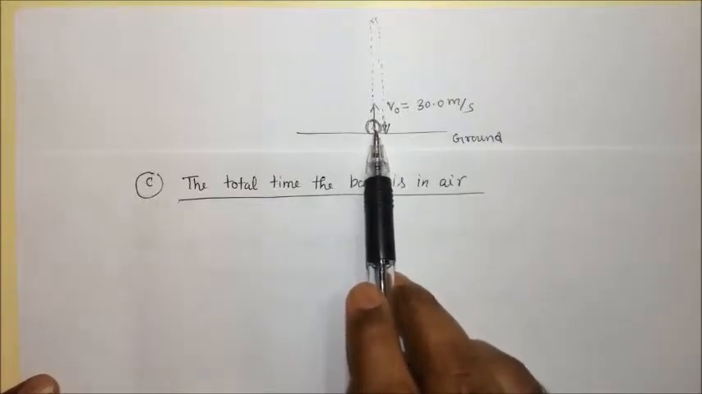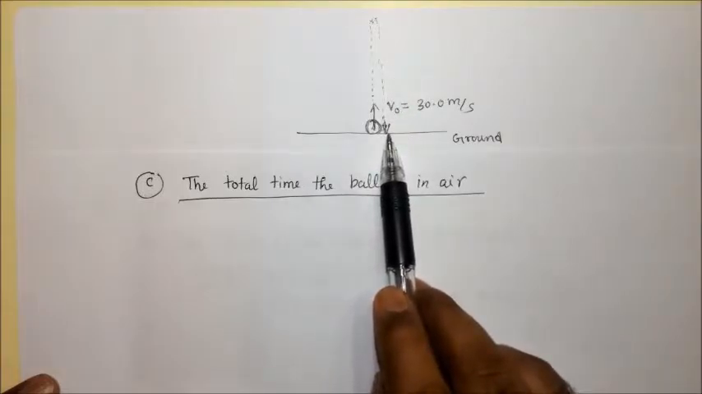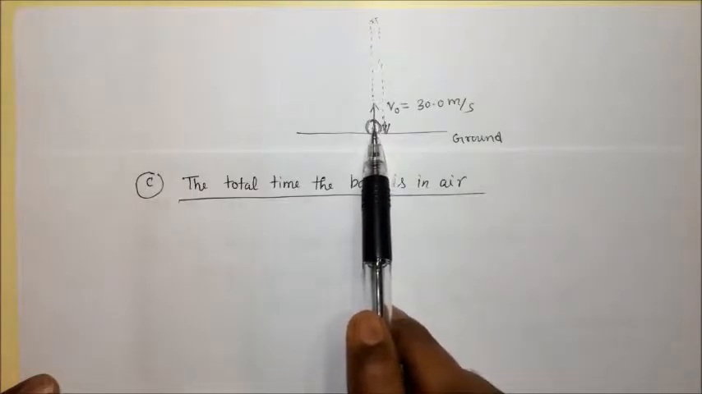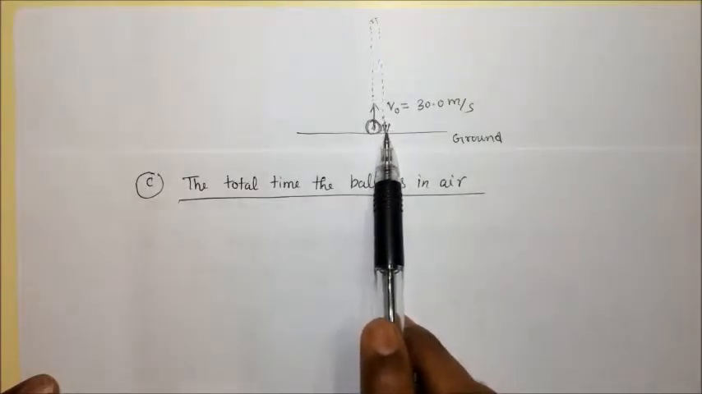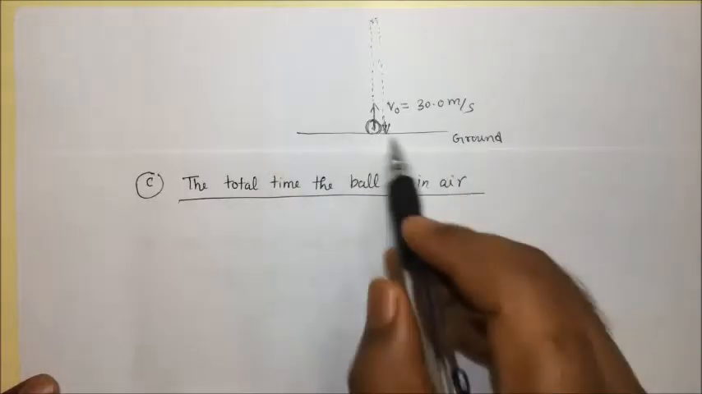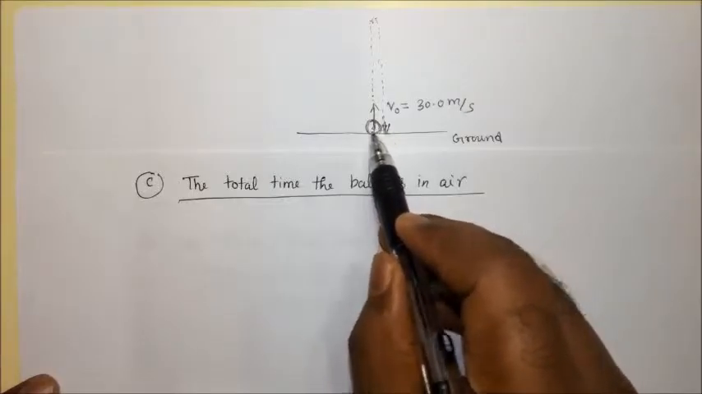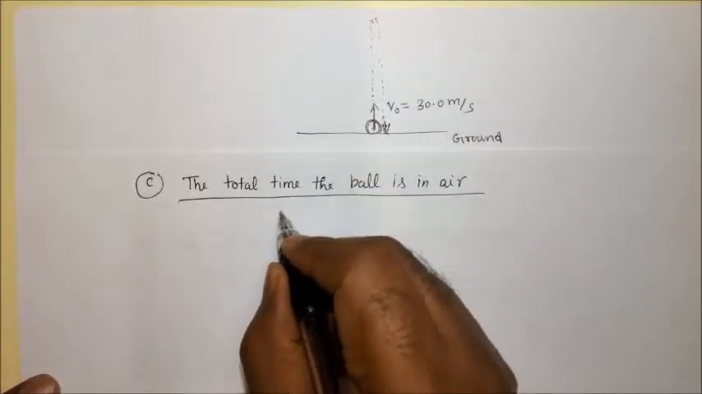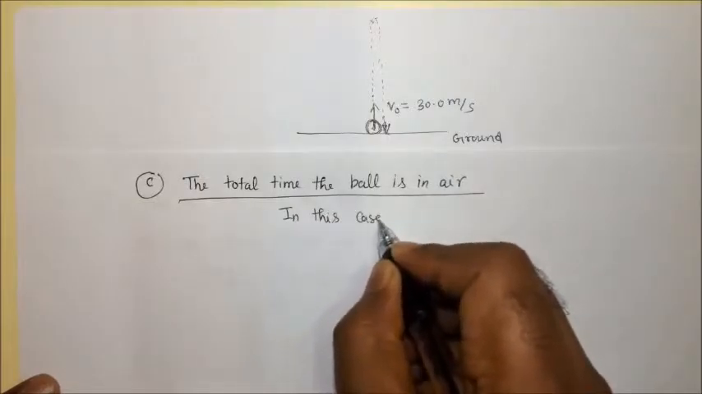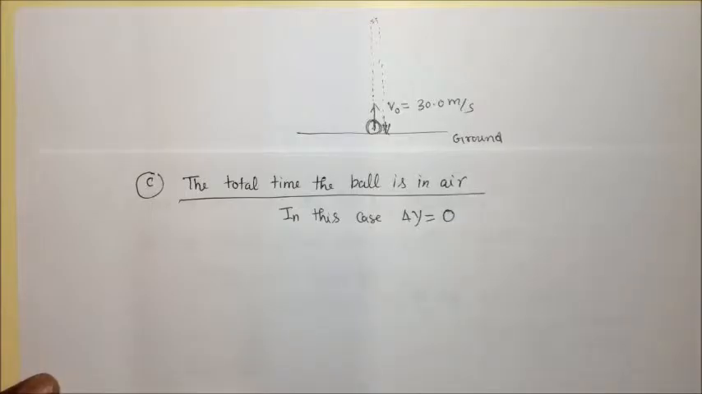So the ball is going from the ground, going all the way up, and comes back to the ground. That's the total time we are looking for. In this case, the starting point is the ground and the end point is the ground, so delta y between the start and end, both being ground, is going to be 0.